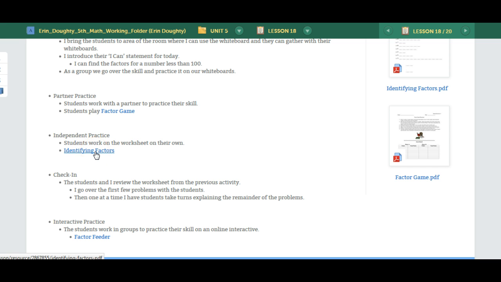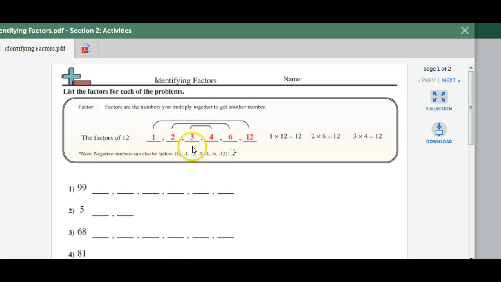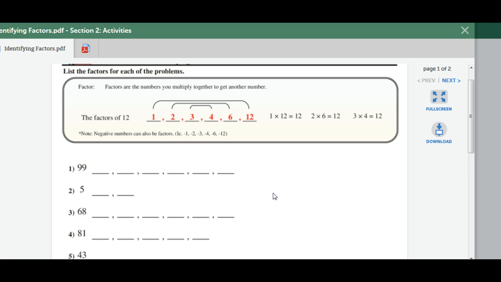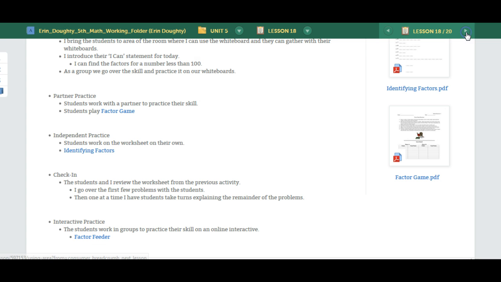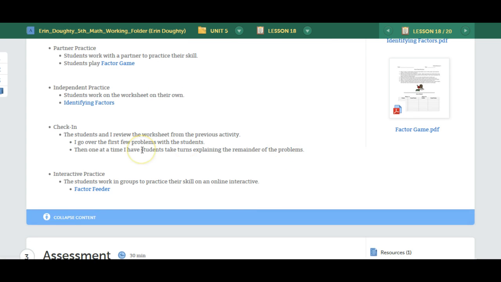The independent practice for this skill is just identifying some factors, and the students are given an example where they are using a factor rainbow type setup. For each question, it gives them a number of blanks for the factors. Next day, I check in with students and we go over that sheet. I have students focus on what strategies they use in order to help them find the factors of those numbers.